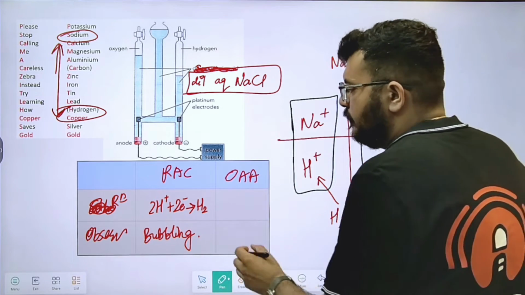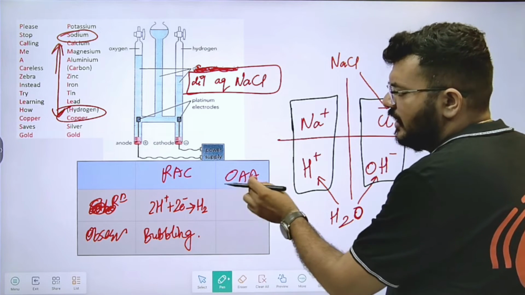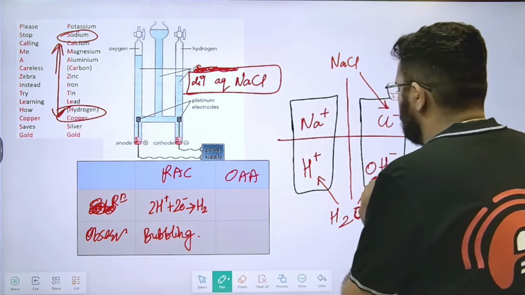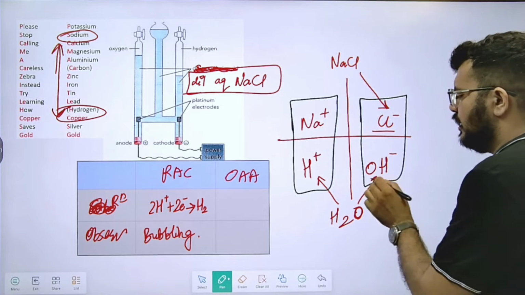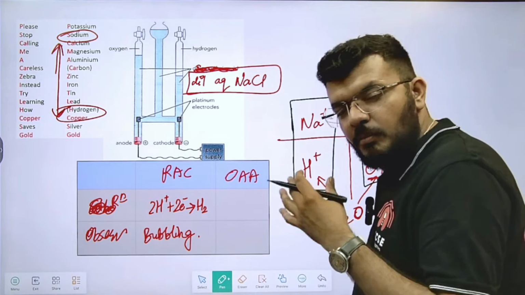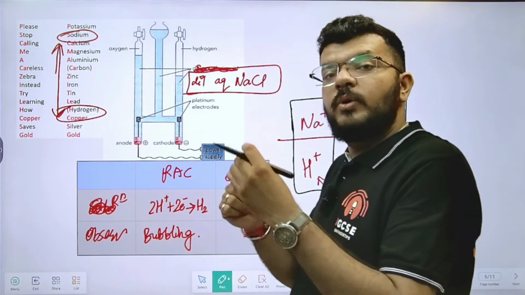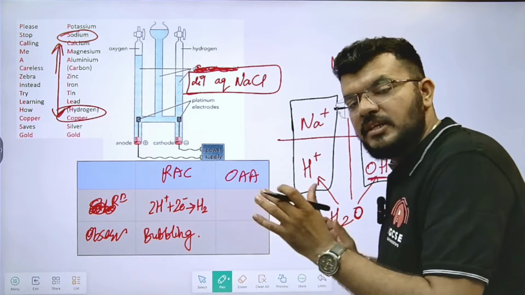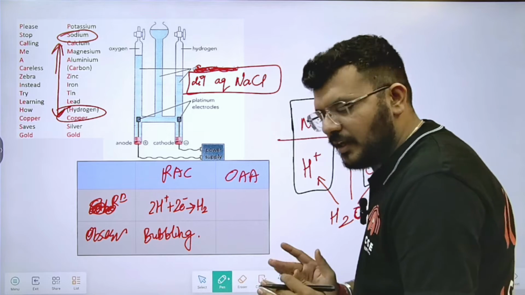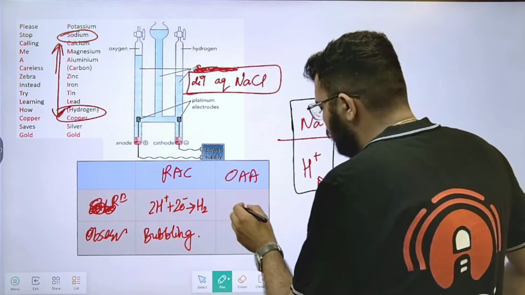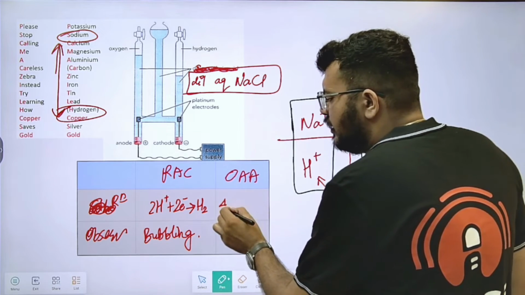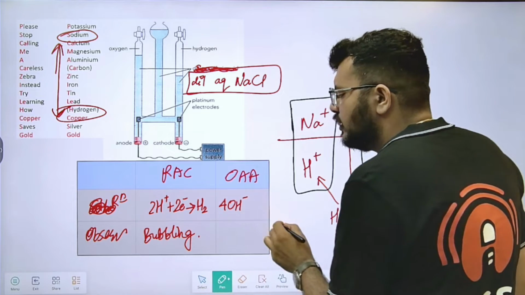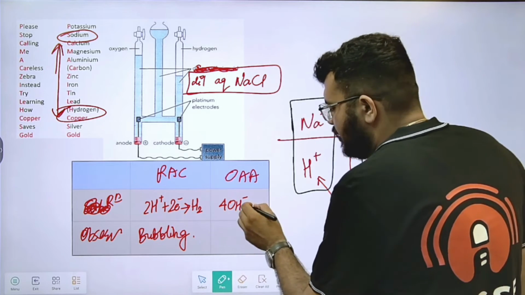Then at oxidation at anode, what happens is, again chlorine and OH, the concentration of OH is much higher. So this is a reaction, this particular reaction that I'm going to write, you have to remember it. This is how it happens. We don't have to go into detail that how exactly this happens, but it so happens. I'll explain you as much as I can.